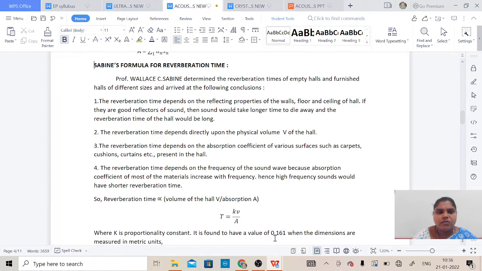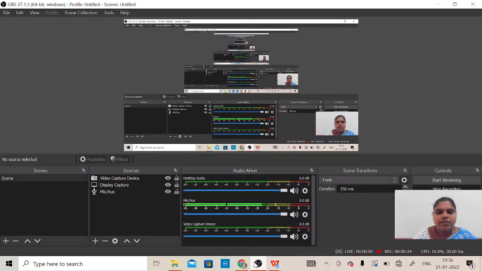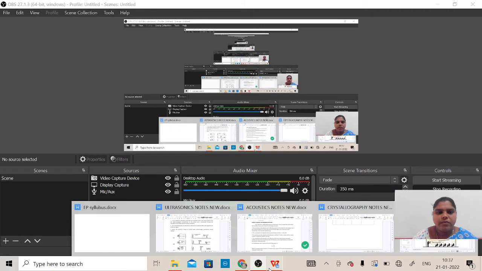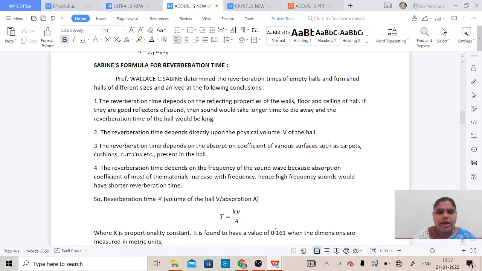Professor W. C. Sabine determined the reverberation times of empty halls and furnished halls of different sizes and arrived at the following conclusions. That means he was just observing the patterns, what happens inside when sound energy is produced within empty halls and when they are furnished. So he observed all these things and made some conclusions.